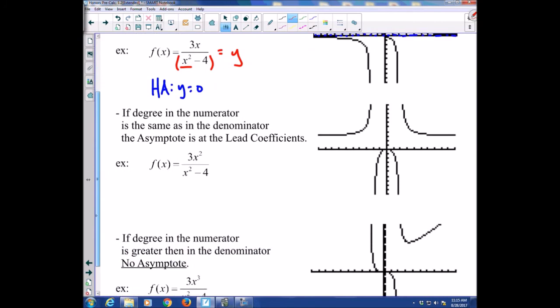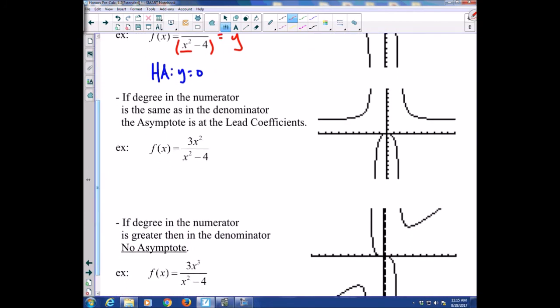The next instance where we are going to see a horizontal asymptote from a rational function is if the degree in the numerator is the same as the degree in the denominator. And here we're going to say we have a horizontal asymptote at a ratio of the lead coefficients. So right here, we've got f of x equals 3x squared divided by x squared minus 4. The degree is the same. In the numerator and denominator, we have a degree of 2. Lead coefficients are the coefficients for the highest powered term. So in the numerator, we've got a lead coefficient of 3. In the denominator, we've got a lead coefficient of 1.